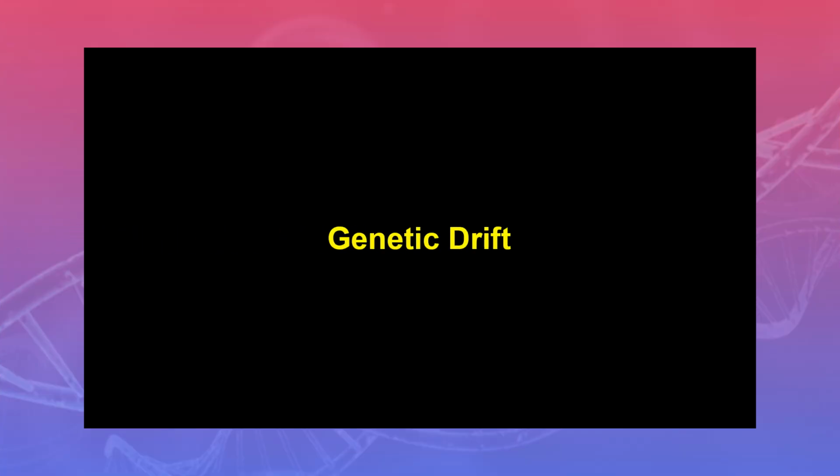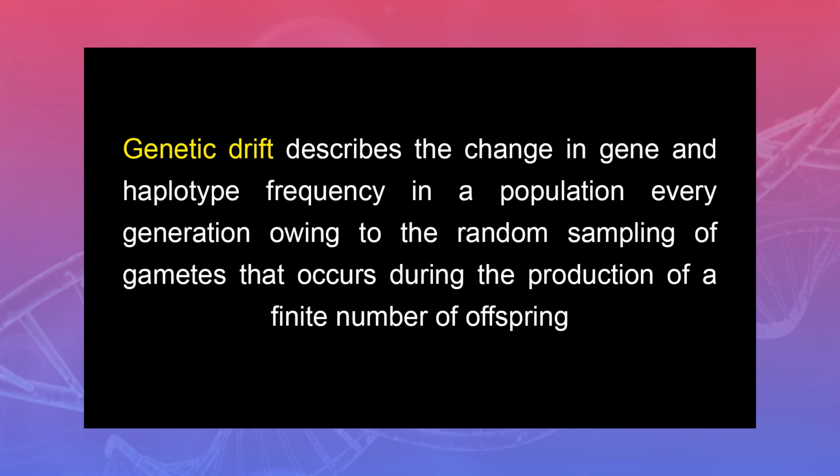Dear students, let's now understand genetic drift with relevance to linkage disequilibrium. This phenomenon describes the change in gene and haplotype frequency in a population every generation owing to the random sampling of gametes that occurs during the production of a finite number of offspring. Frequency changes are accentuated in small populations. In general, the increased drift of small, stable, that is not growing, populations tends to increase linkage disequilibrium as haplotypes are lost from the population.